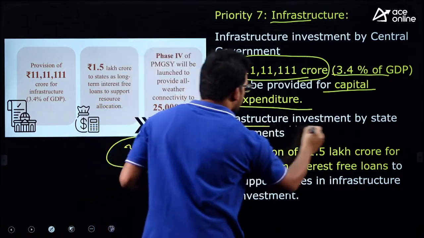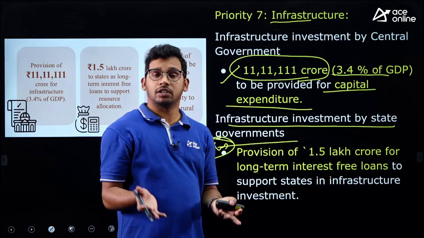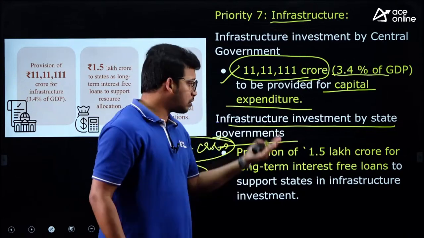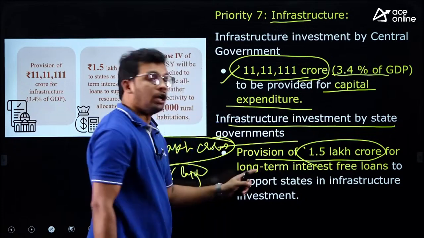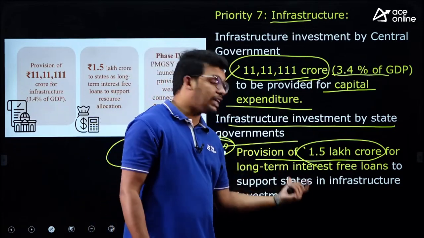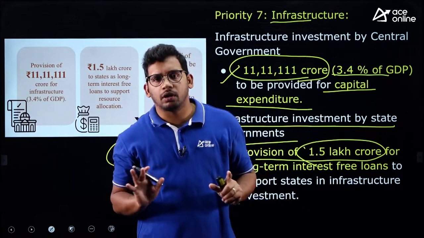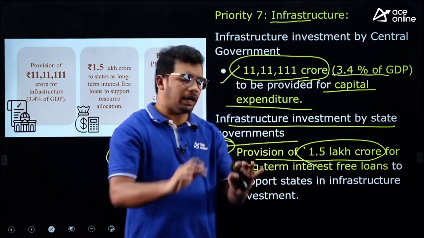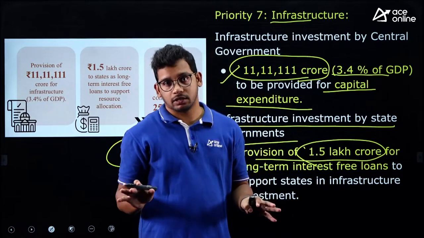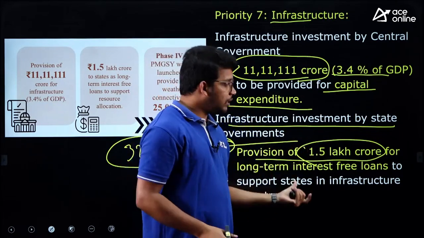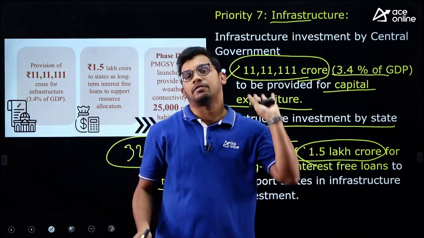And infrastructure investment by state governments, they want to encourage the state governments also, since they alone cannot invest in all the things. So for that purpose, 1.5 lakh crore long term interest free loans. For example, the central government will tell states like Uttar Pradesh or Bihar, take 1.5 lakh crore from us, we will give you a loan without any interest, you need not pay any interest, but make sure that this 1.5 lakh crore will be invested in creation of infrastructure.